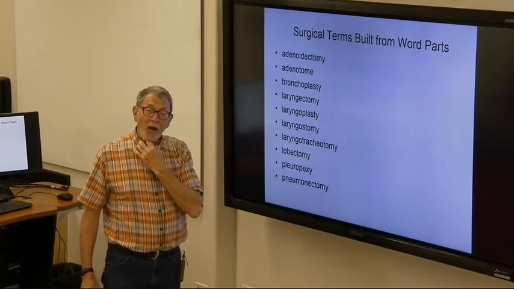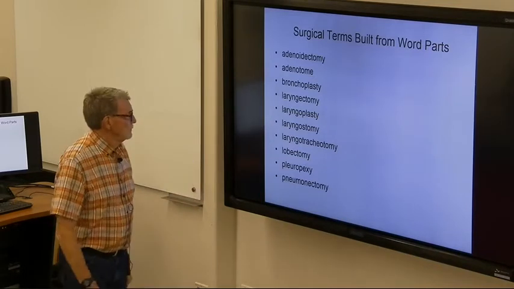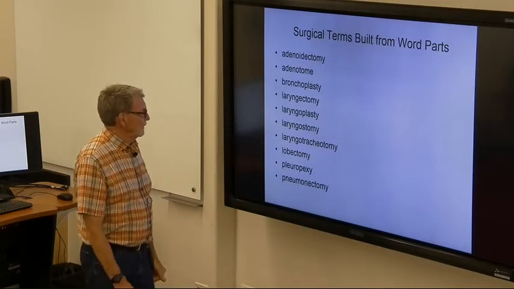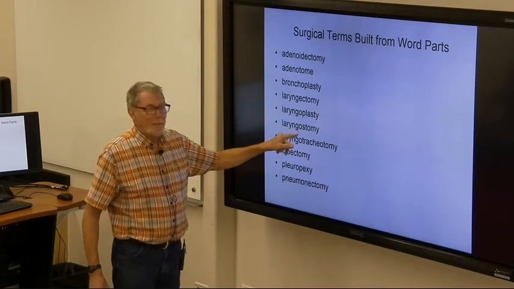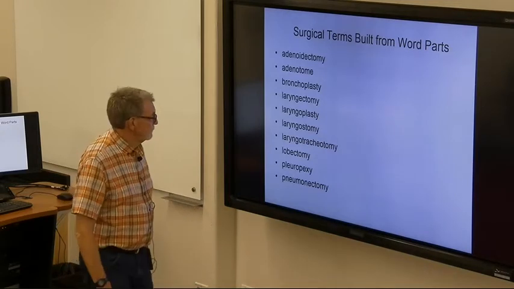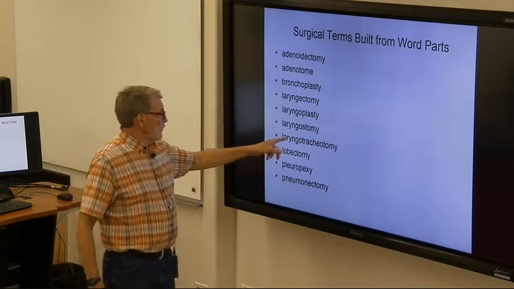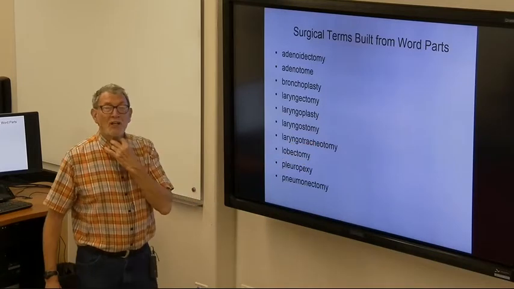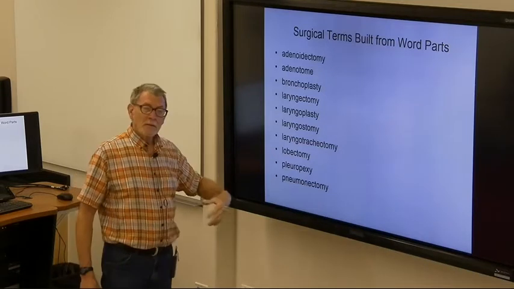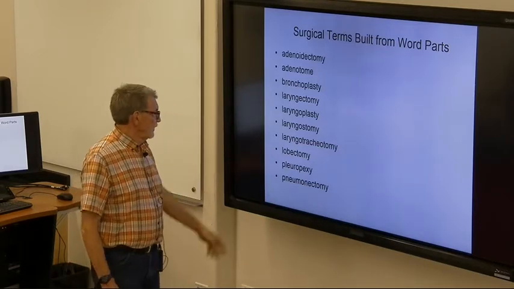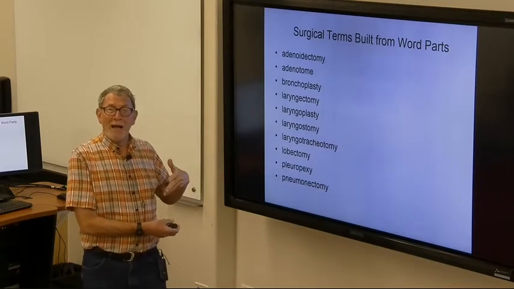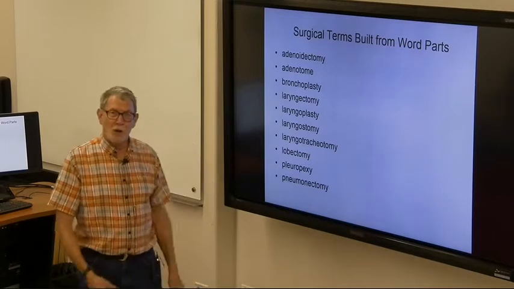Laryngectomy, taking out the larynx, throat cancer. Laryngoplasty, repairing it if something goes wrong with it. Laryngostomy, making a new hole to the outside. Laryngotracheotomy, making a cut into the trachea and the larynx. Lobectomy, take out one of the lobes. Pleuropexy, repositioning and fixing the lung back where it's supposed to be if it collapses and falls out of place.